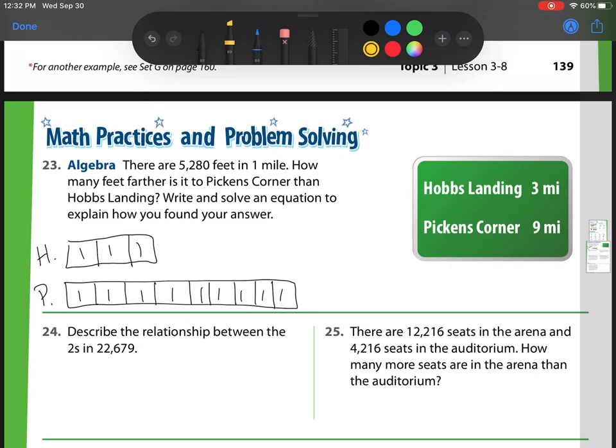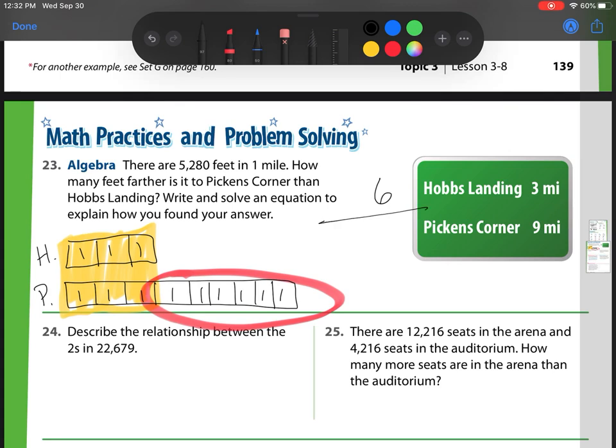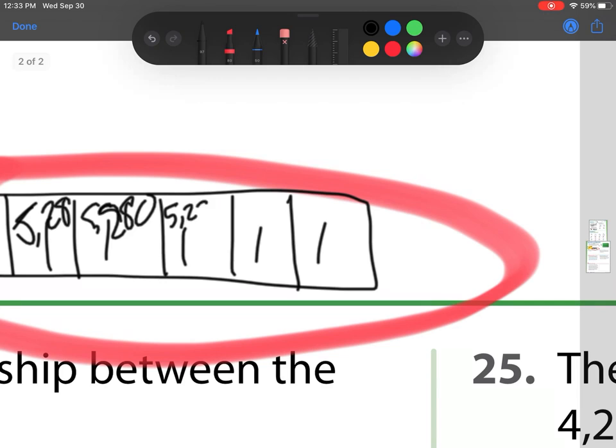And it's asking me how much further, how many feet further, which means we're looking for the difference. These are the same, so we're going to ignore those. It's like we're cutting them off, and now we're seeing how much is actually left. Well, that's 6. So that means there's 6 more miles left. That's how much further it is. But it's not asking me for miles, it's asking me for my feet. So I need to take each of these and change them to feet. 5,280. You can zoom in, 5,280.